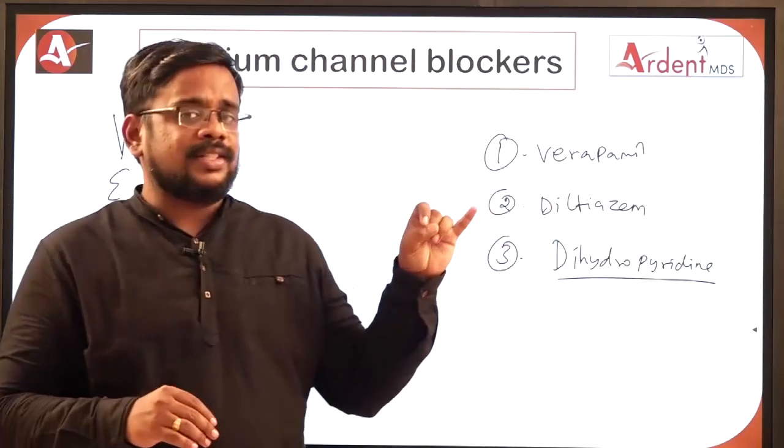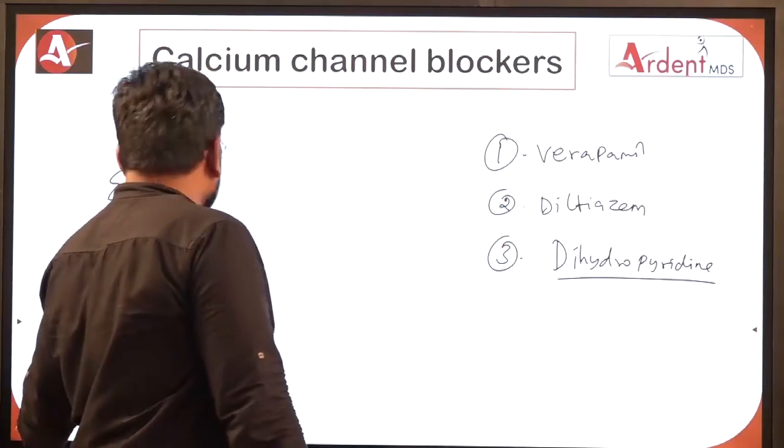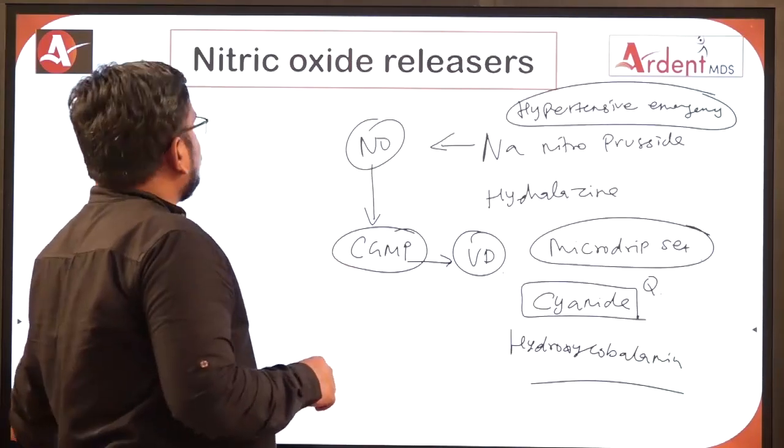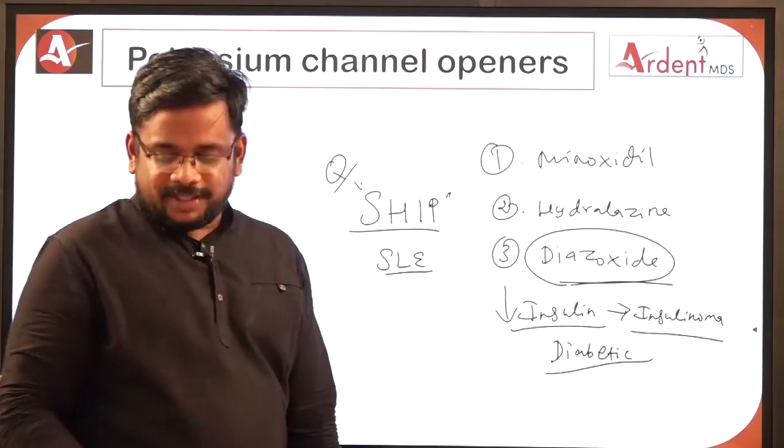So what are those 4 kinds? Number 1, calcium channel blockers. Number 2, dopamine agonist. Number 3, nitric oxide releasers. Number 4, potassium channel openers.